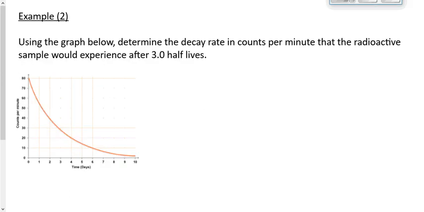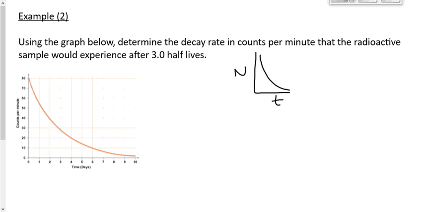One more question here that says example 2, it's really example 3. It says, using the graph below, determine the decay rate in counts per minute that the radioactive sample would experience after 3 half-lives. Whenever you see a radioactive decay curve, it will always take the form of n versus t. And the shape of it will always be an exponential decay graph like this.